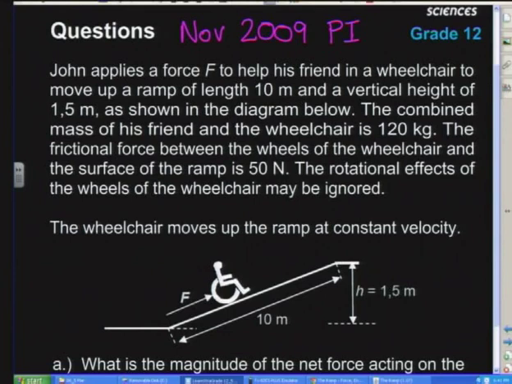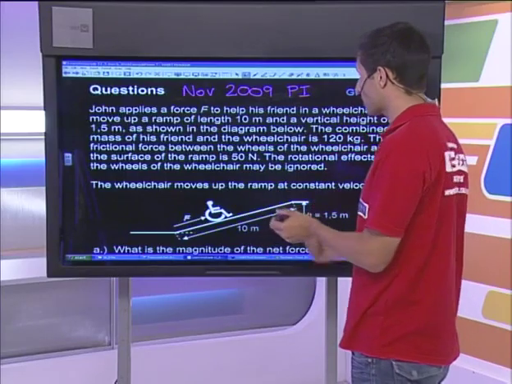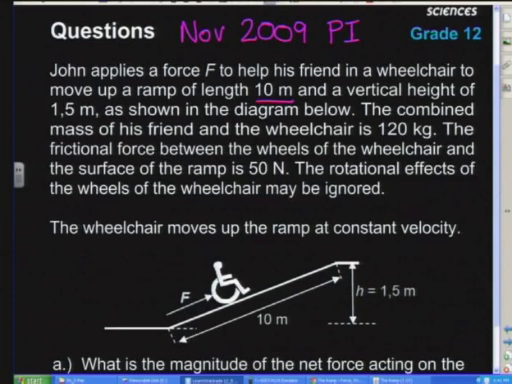So we've got John applying a force F to help his friend in a wheelchair to move up a ramp of length 10 meters. So here we go. They've got a very nice drawing there for us, and a vertical height of 1.5 meters. Okay, so quite important that they've told me the vertical height there, as shown in the diagram below. The combined mass of his friend and the wheelchair is 120 kilograms, because mass very often is useful for calculating my kinetic and my potential energy.